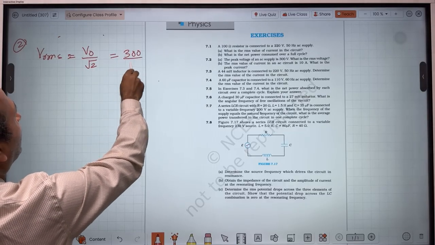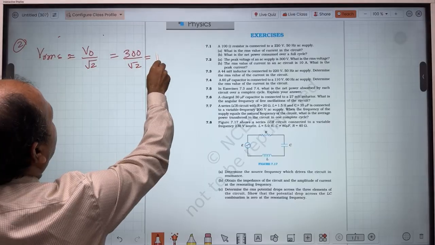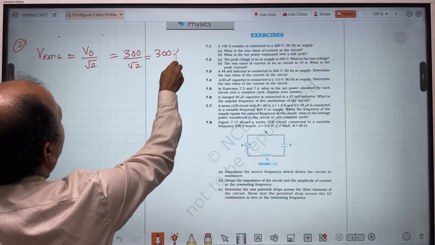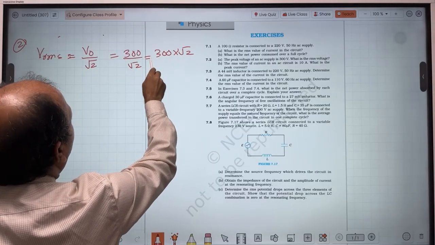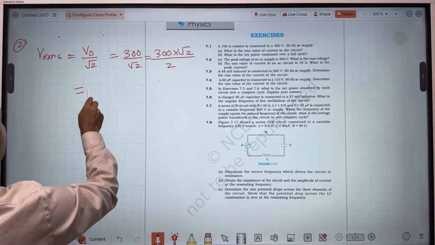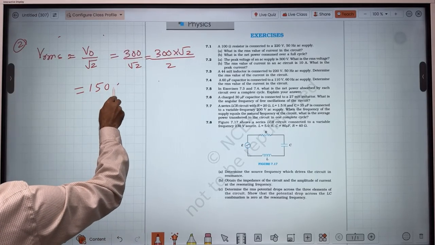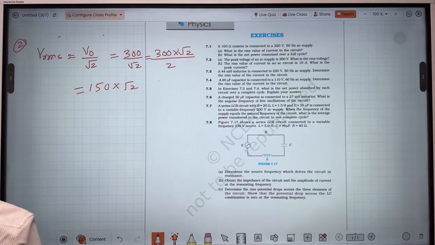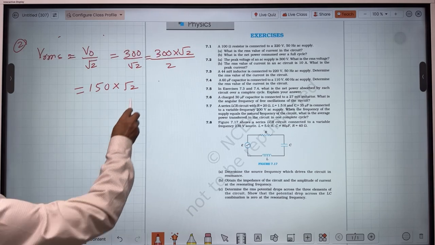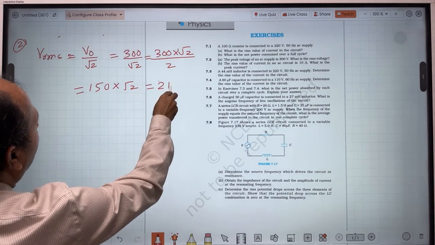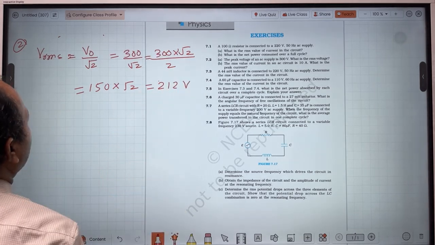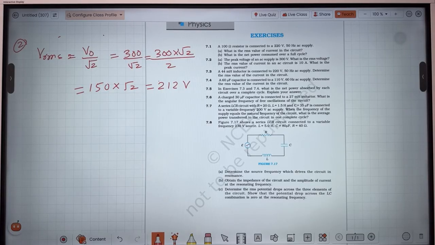300 divided by root 2. So we can rationalize it. 300 into root 2 divided by 2. So this will become 150 into root 2. So it will come out to be around 211 volt. So 212 volt approximately. So this is the VRMS value.